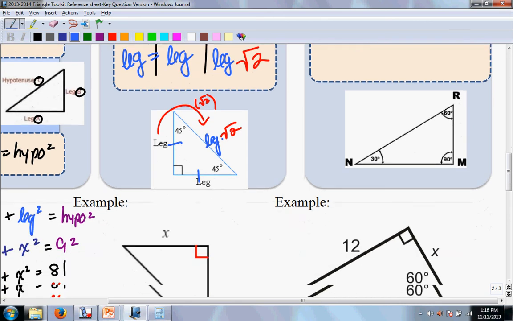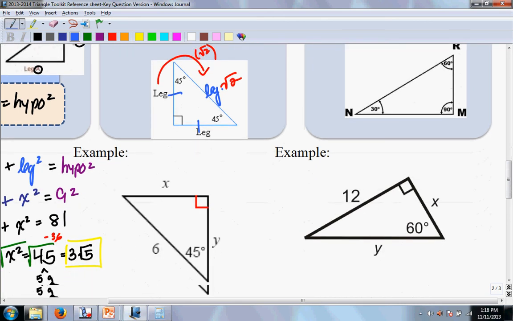Let me give you an example. Here in this triangle, we have 45, which makes this 45. So step 1, we know immediately that these are equal, both of them. Whatever they are, they're the same. To get to the hypo, we times by root 2. So we do this. Something times root 2 gave us 6.